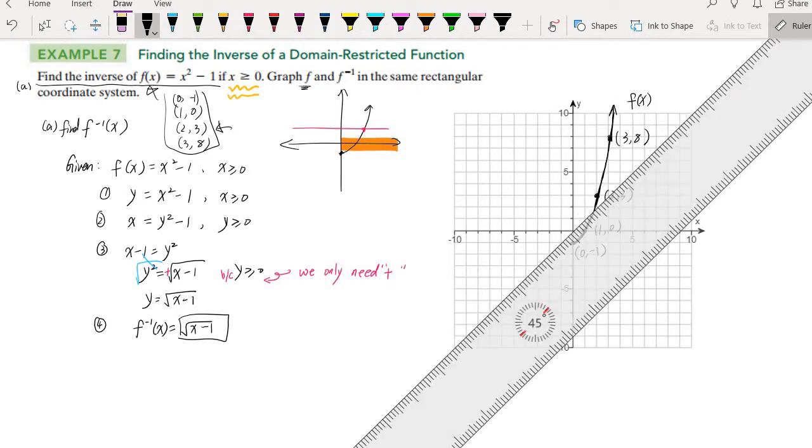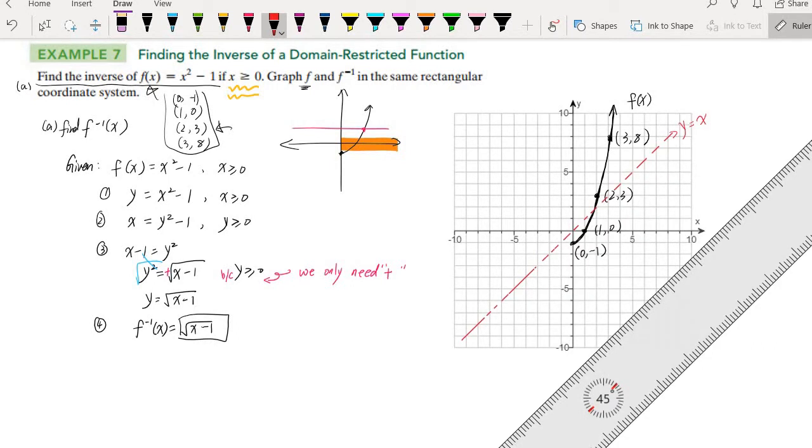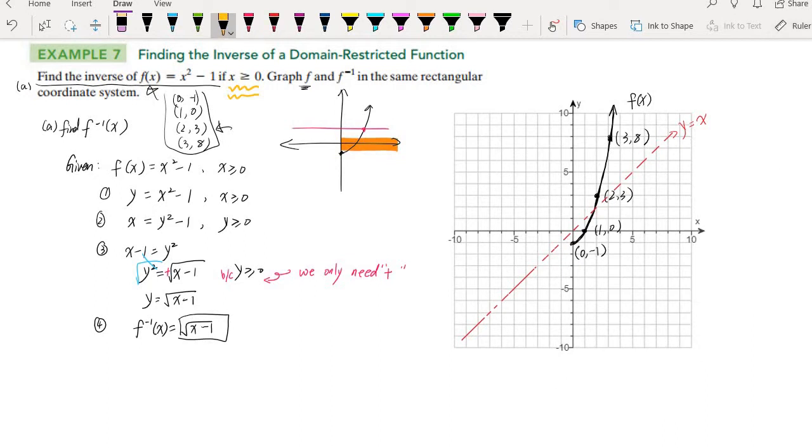Remember the inverse is the reflection over y equal to x. So I'm going to draw the y equal to x. Next, let's go ahead and do the reflection. The ordered pair 0, -1 just becomes -1, 0. And then 1, 0 becomes 0, 1. And then 2, 3 becomes 3, 2. And then 3, 8 becomes 8, 3. And then we're going to have this. Then we're going to connect all the points.